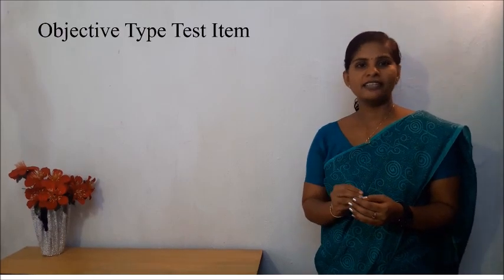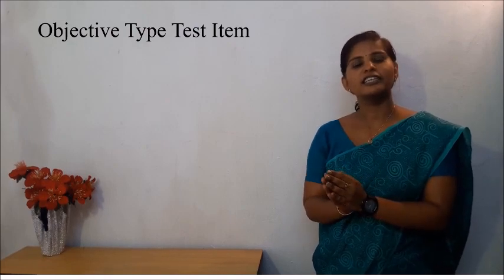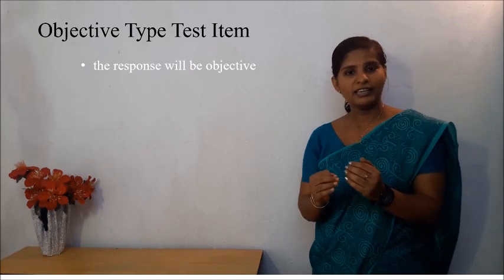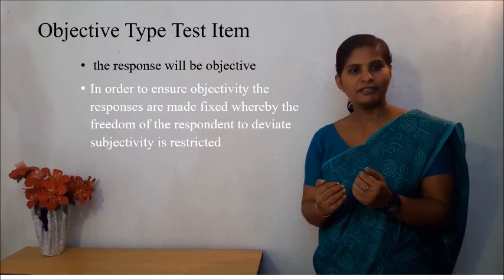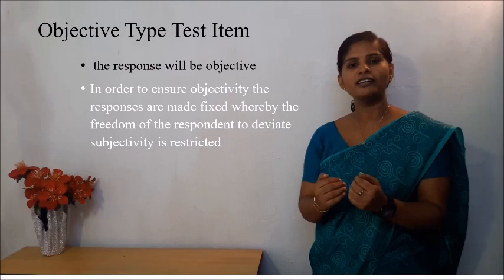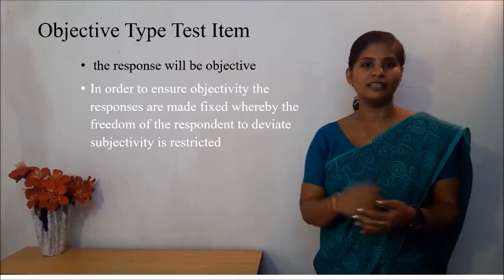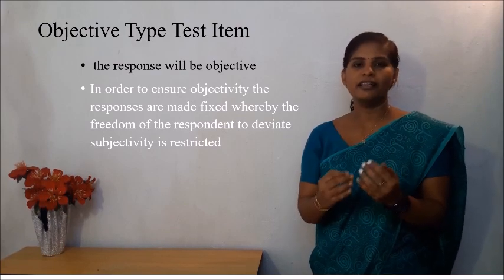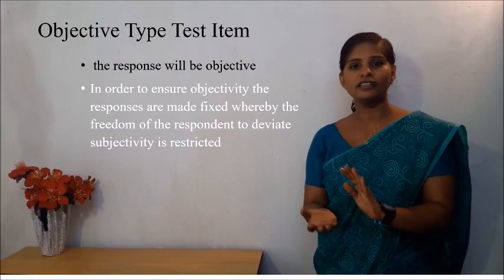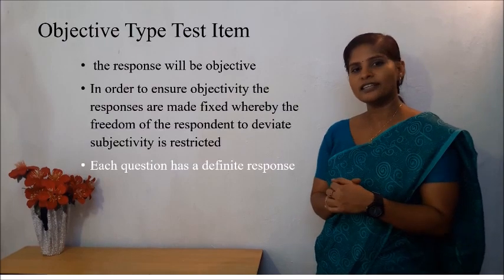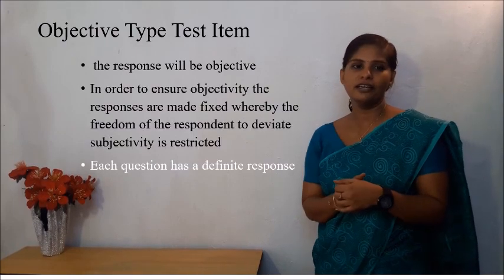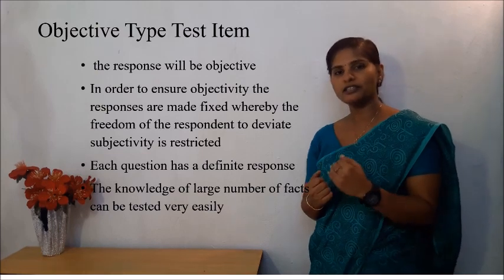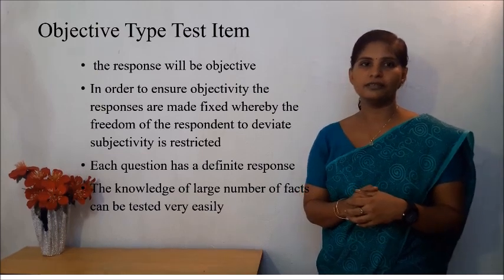So the objective type test item is the one in which the response will be objective. In order to ensure objectivity, the responses are made fixed, whereby the freedom of the respondent to deviate is restricted. Here the respondent has limited freedom, therefore no scope for subjectivity. Each question has a definite response. The knowledge of a large number of facts can be tested very easily by using this objective type of test item.